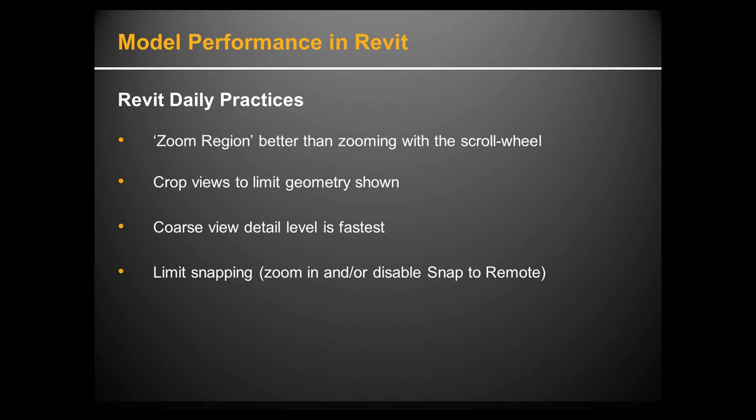And limit snapping. That's maybe more true with some older versions of Revit. If it's trying to snap to a lot of things on the screen, if you're getting the blue dashed lines snapping to everything, you can zoom in, and it will help out. Or you can disable snap to remote. I think SR is a keyboard shortcut. That's not something that I've been doing a whole lot, but it's something to consider.